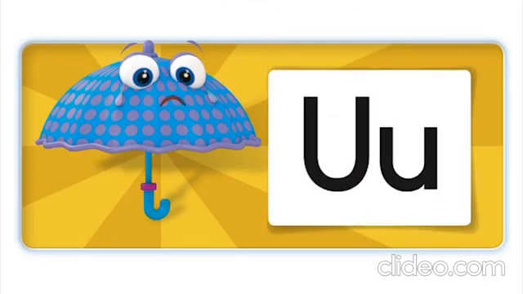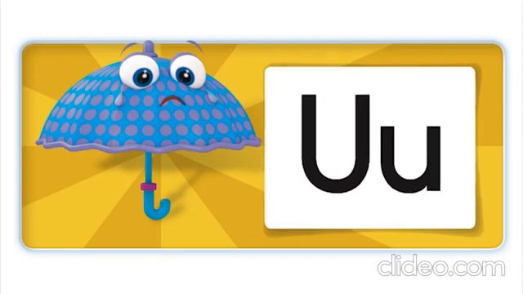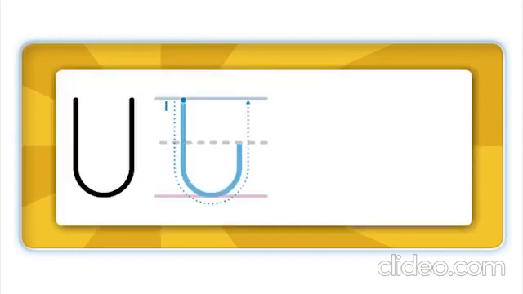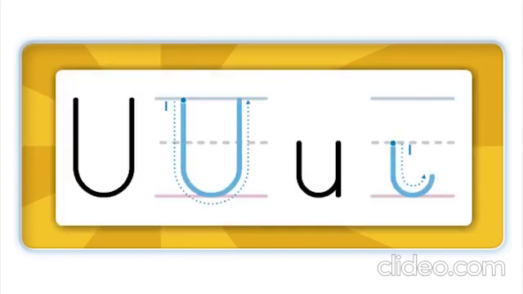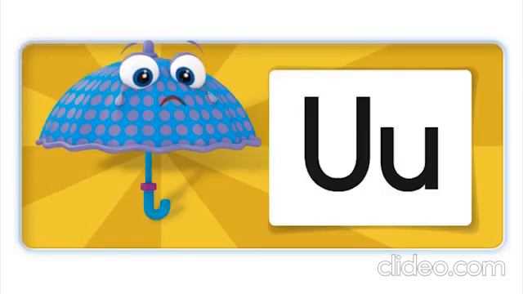Hi, I'm an unhappy umbrella. This is the sound. This is the letter U. Unhappy umbrella. Unhappy umbrella. What's the beginning sound? What letter is this? U.